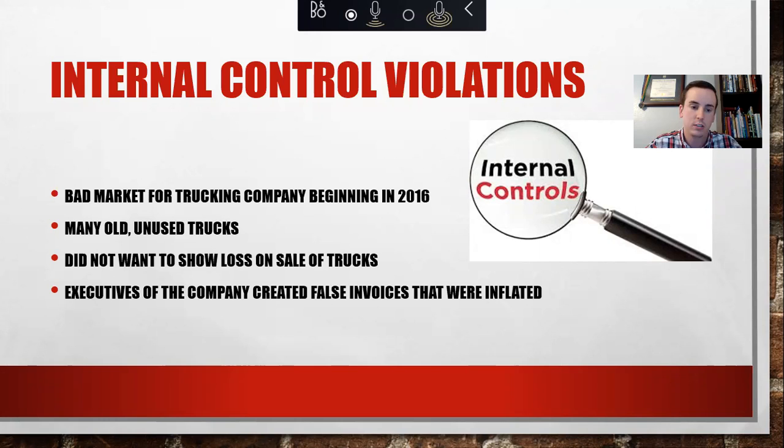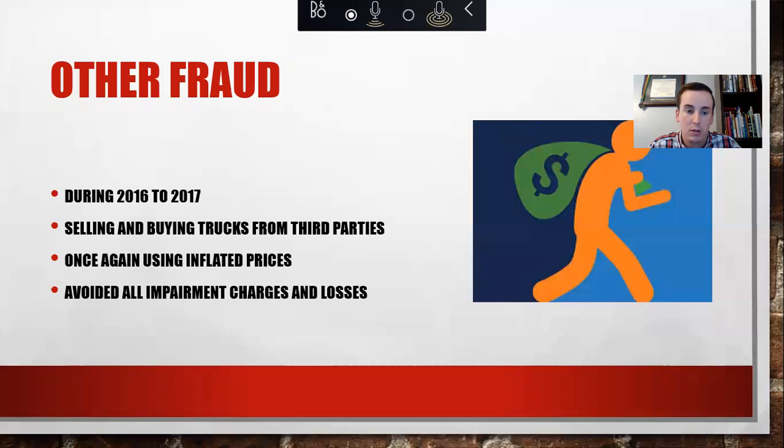So internal control violations. As I have stated, in 2016, the market for trucking companies began to slowly go down, and they had a large amount of old unused trucks. And obviously they didn't want to show a loss on sale of these trucks. So the executives of the company created false invoices that were inflated. And they did this to boost their sales, and as I said earlier, also their earnings per share. Also, there were many lawsuits against this company at the time, and during 2016 to 2017, they also began selling and buying trucks from other third parties using inflated prices again, and also avoided all of their impairment charges and losses.